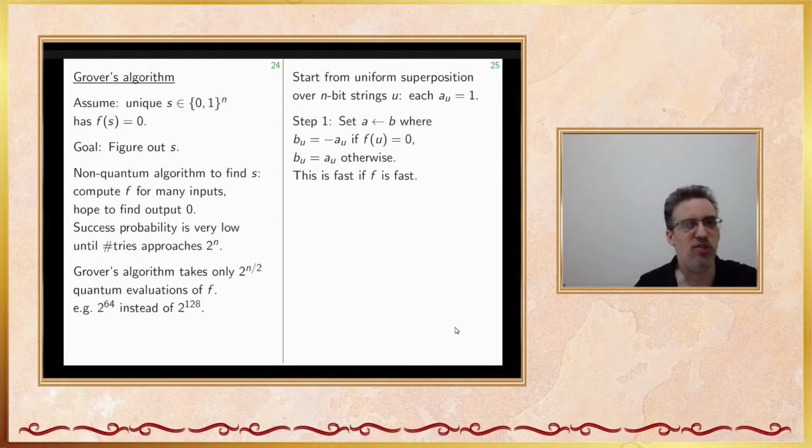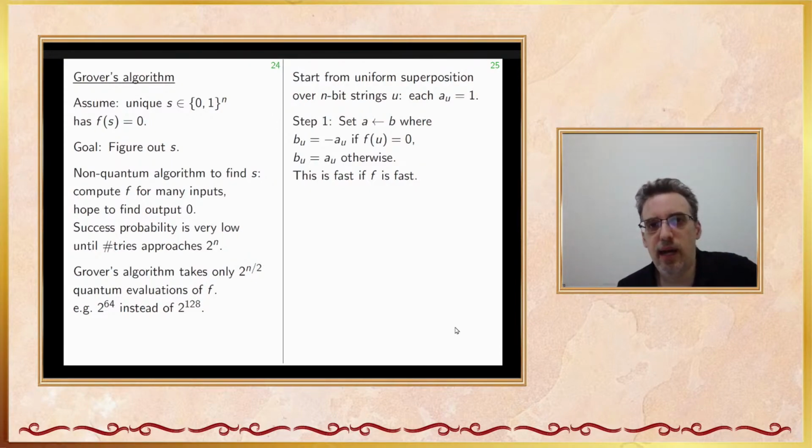at certain positions in the vector. So you say the current vector is A, then you compute a new vector B and overwrite A with B. So what is the new vector? Well, it's simply you change A sub u to minus A sub u if f of u equals 0. In other words, if u is the secret. And then if u is anything else, then you leave A alone.